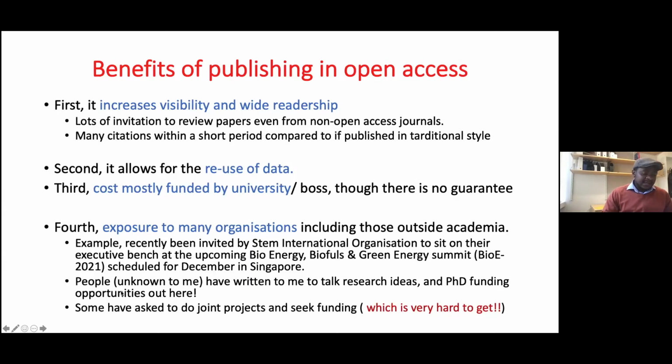Yeah, so those are some of the benefits when you publish in an open access journal. People can easily get to you, they can easily reach you, and they can easily read your work. They can also cite you in many places. And so far, I think the maximum number of citations that I have on my articles is coming from the journals which are open access.